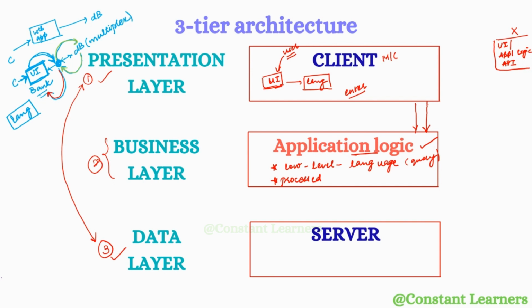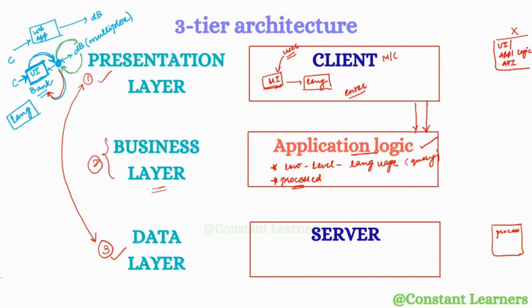Earlier in two-tier architecture, the query was being processed in the database server, right? The processing was taking place in the database server, which was burdening the database server, right? But in this case, the query is being processed in the business layer. That means the burden on the database server has reduced, right? So all the requests that the client is making come to the business layer, all right?